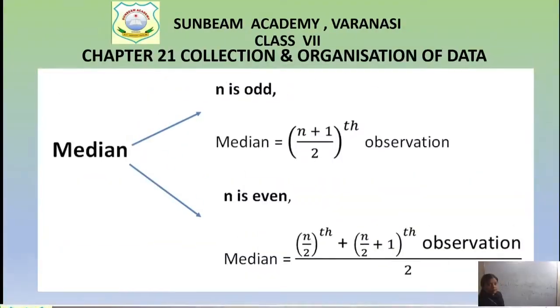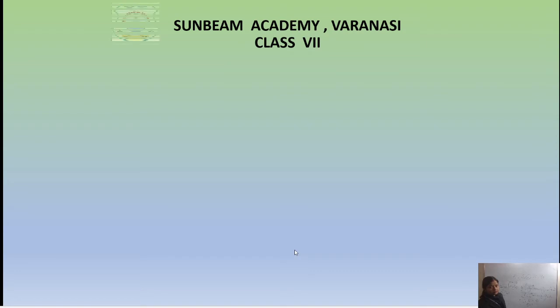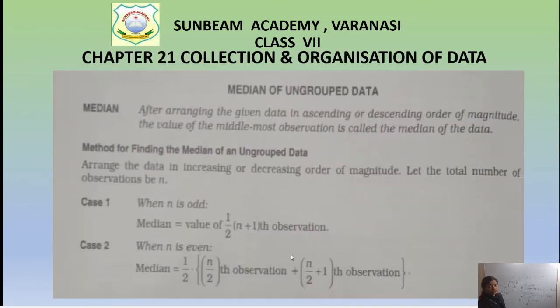Now see the formula. Please note down: the first one is for odd and the second one is for even. For even, it is the n by 2th term and the n by 2 plus 1th observation, divided by 2. It is the same, children. No need to worry. Otherwise you can also write your book formula. This is your book formula. You write it down, and meanwhile I am erasing the board.